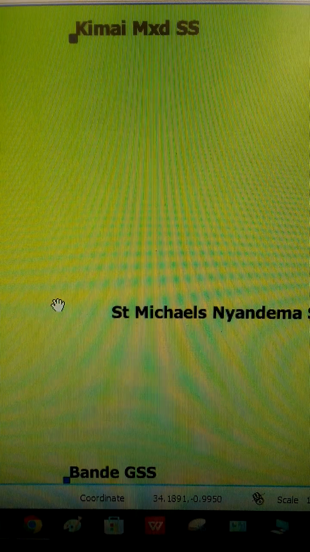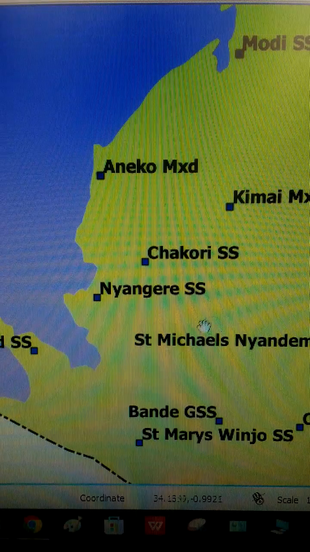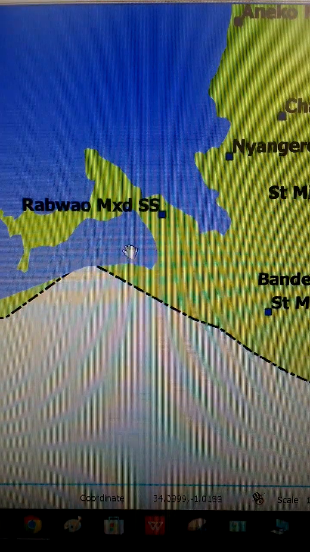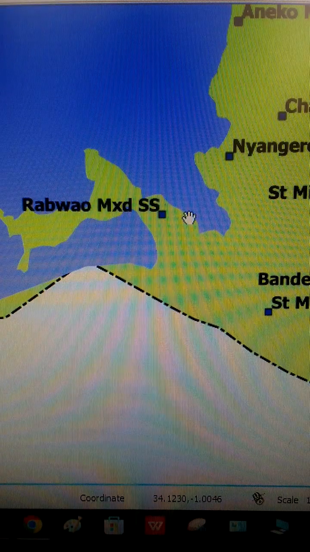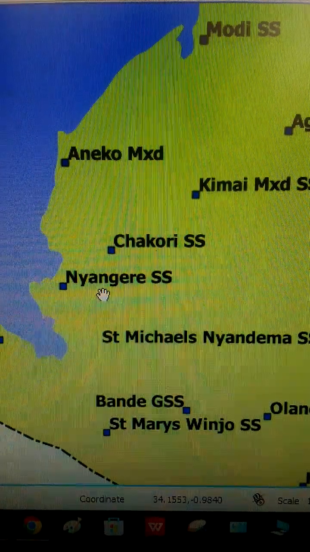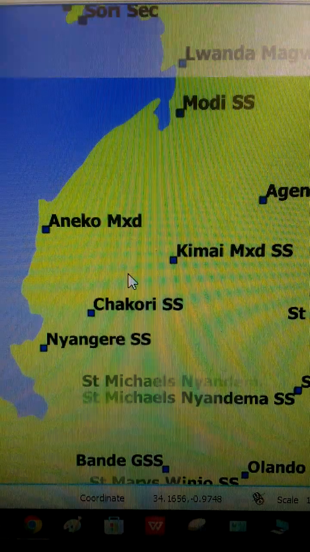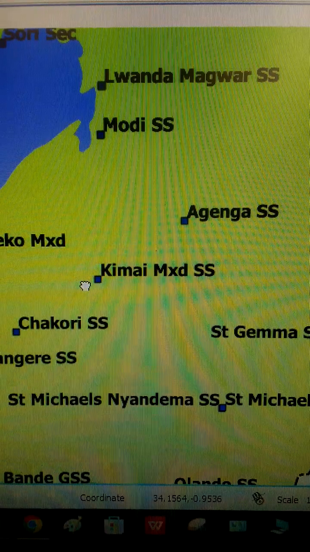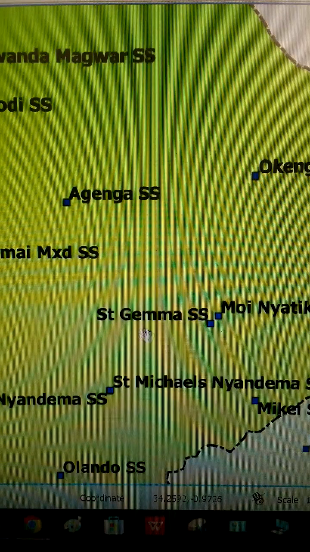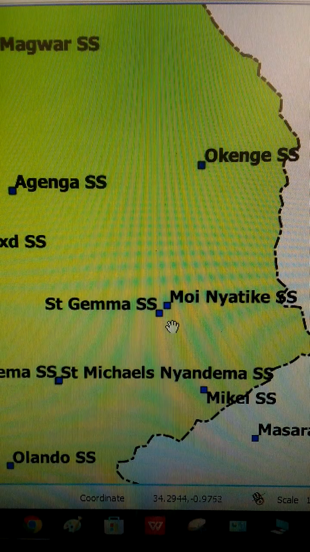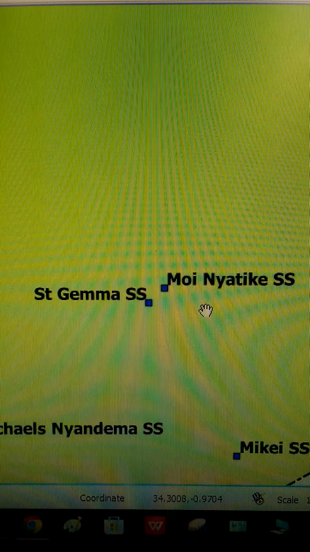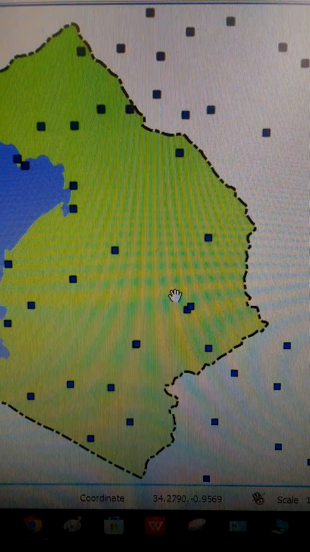We have the following schools near the lake. Let me zoom out and then zoom in. So we have Rabuao Mixed Secondary School around here. We have Nyangere Secondary School, Chakori Secondary School, Aneko Mixed Secondary School, Kimai Mixed Secondary School. This school is what? Let me zoom in around this area. St. Gema Secondary School and Nyatike Secondary School. Let's go back towards the lake.